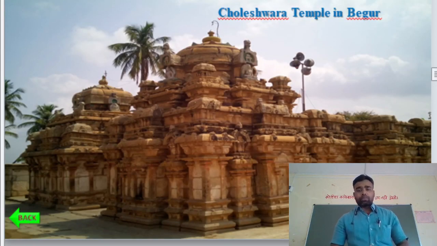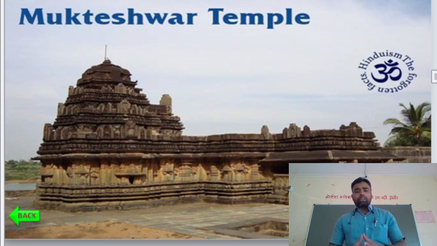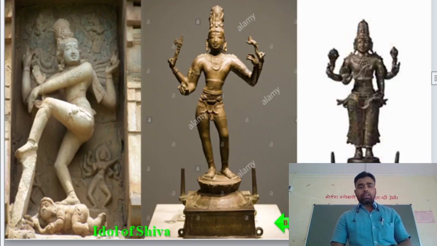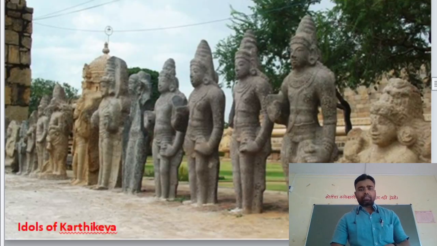And this is the Choleshwara temple in Begur near Bangalore. And the Mukteshwara temple at Binnamangala near Bangalore, which is in Karnataka. And these are the idols, the idols of Shiva, Ganapati, and other temples can be seen here. The idol of Durga, Ganapati, these are the important idols, and the idols of Kartikeya.